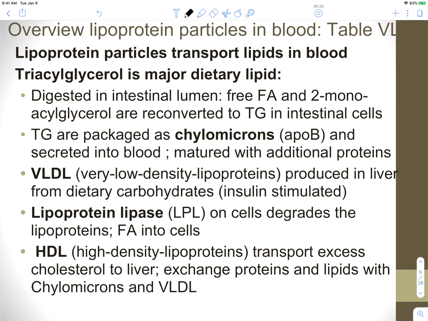So TAGs, or triacylglycerol, are also a major component in our diet. When we eat fat, we're essentially eating triacylglycerol. This has to be digested into free fatty acids and monoacylglycerol. Those free fatty acids and monoacylglycerols are then absorbed by the epithelial cells in your gut lumen, which reconvert them back into triacylglycerols. The triacylglycerols then get packaged as chylomicrons, and in the lumen, remember, they are in something called a micelle.